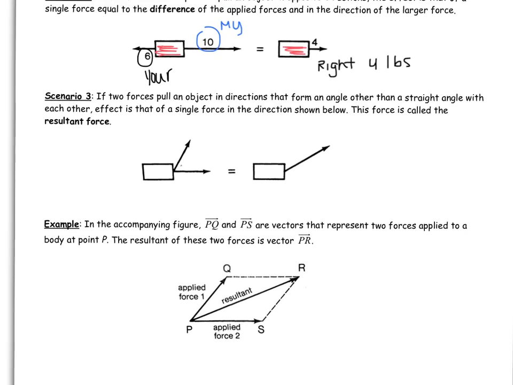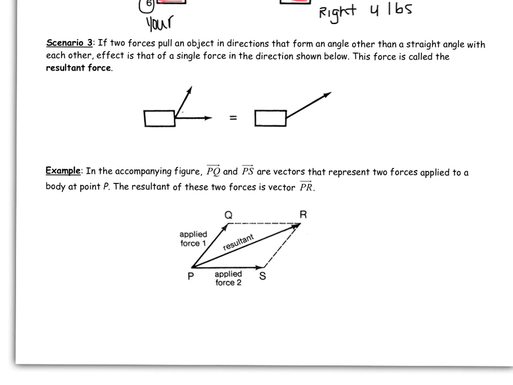Algebra 2 trig type questions focus on scenario number 3. So scenario number 3 says, if two forces pull on an object in directions that form an angle other than a straight angle with each other, the effect is that of a single force in the direction shown below. And this force is called the resultant. So what did we just read?